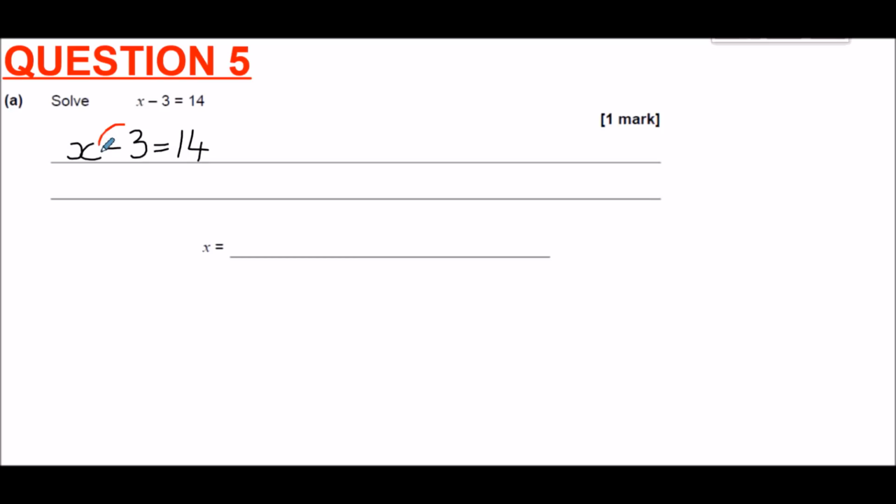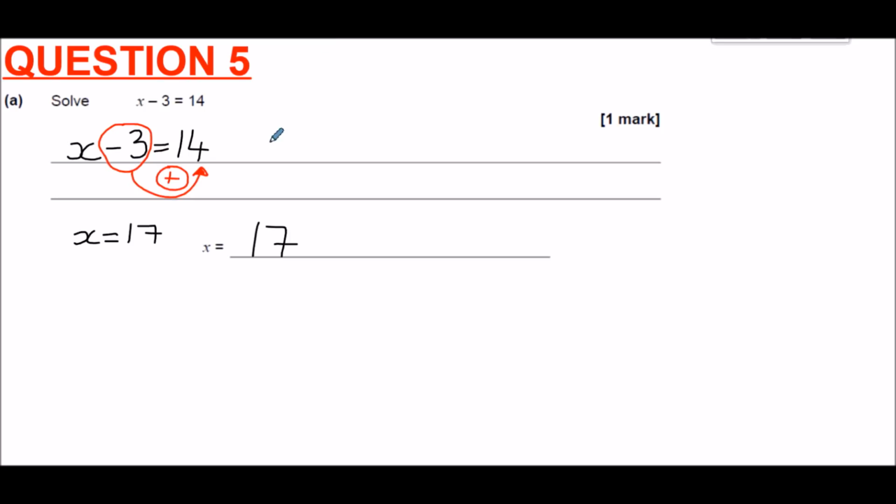At the minute we've got minus 3 in the way, so what we could do is move that minus 3 to the other side of the equation. But if we swap side, we swap sign. Opposite of minus is plus. And so what we get here is that x must equal 17.